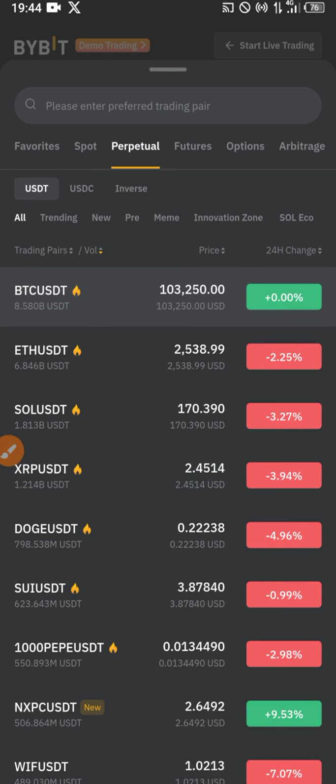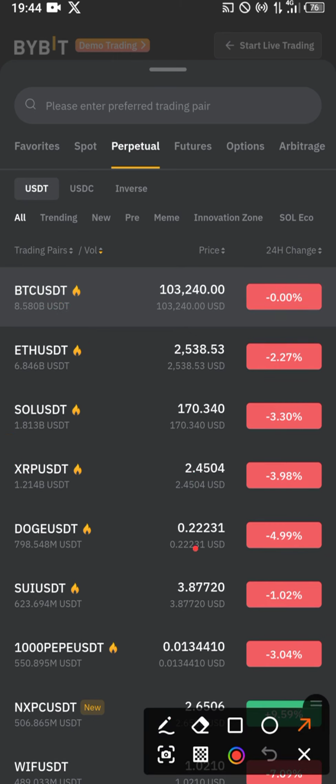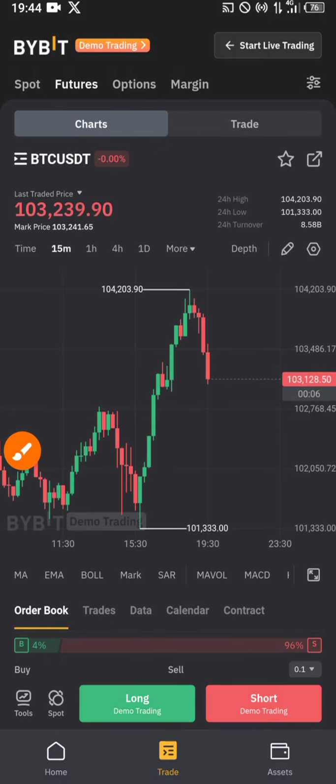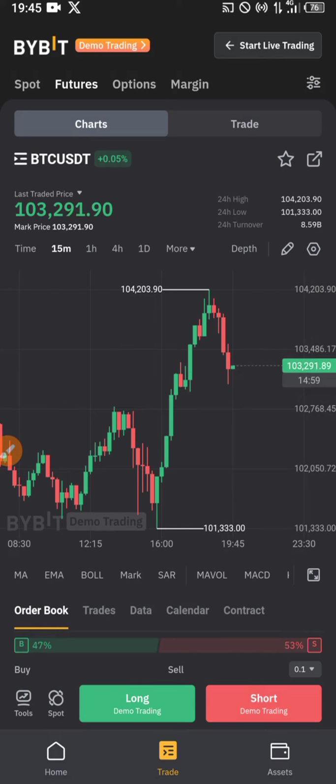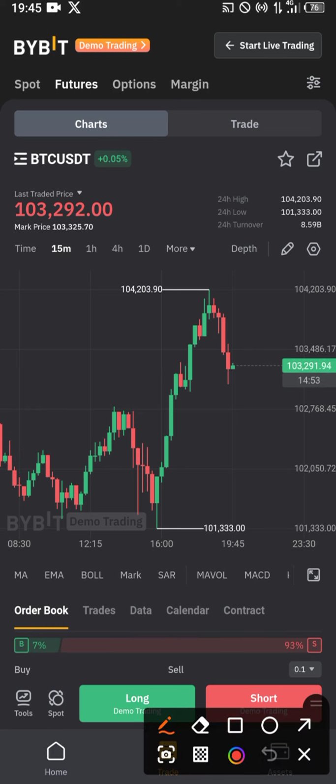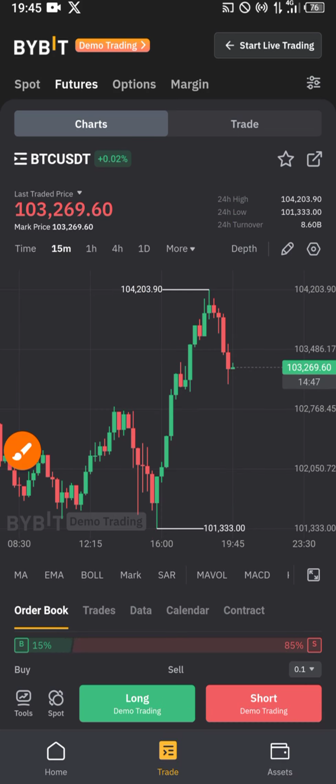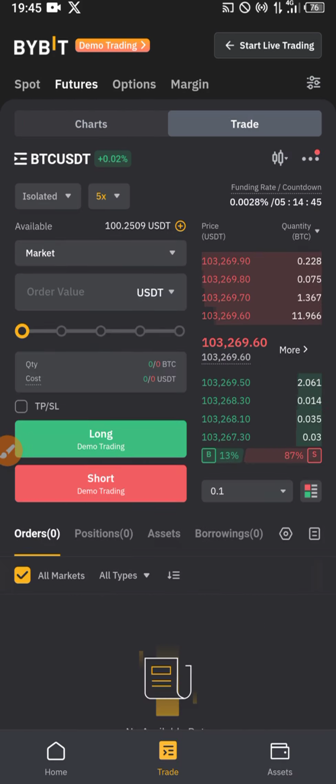So let's say we want to trade BTC USDT. Just click on the BTC USDT. As you can see, it brings us to the chart, right? Now, by the left we have chart, and by the right we have trade, right? So I click on trade. When I click on trade, now what do you see?